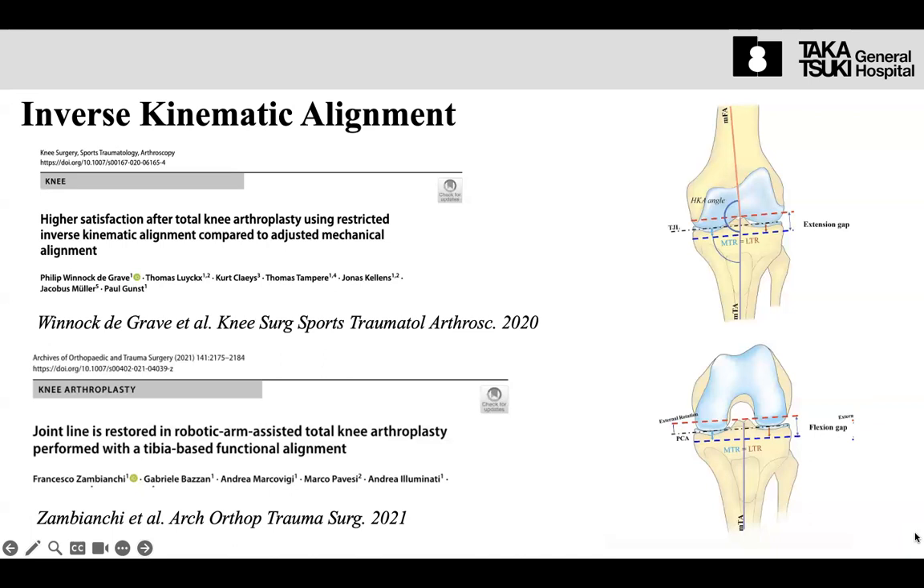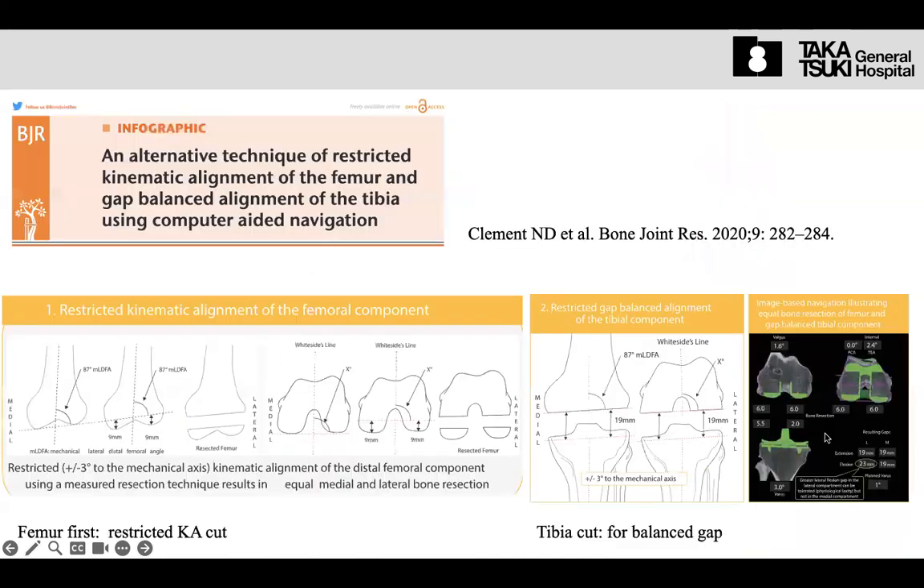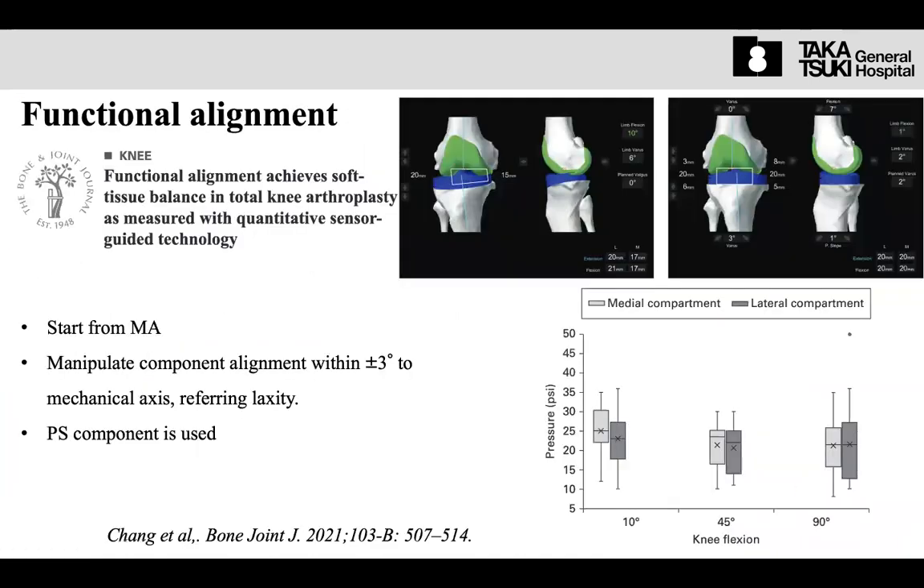That is the difference. In gap balancing, both cuts are perpendicular to the tibia axis, in the classical gap balancing case. So that is the difference. Of course, for this, the cut is made using a robot, similar to the functional alignment.